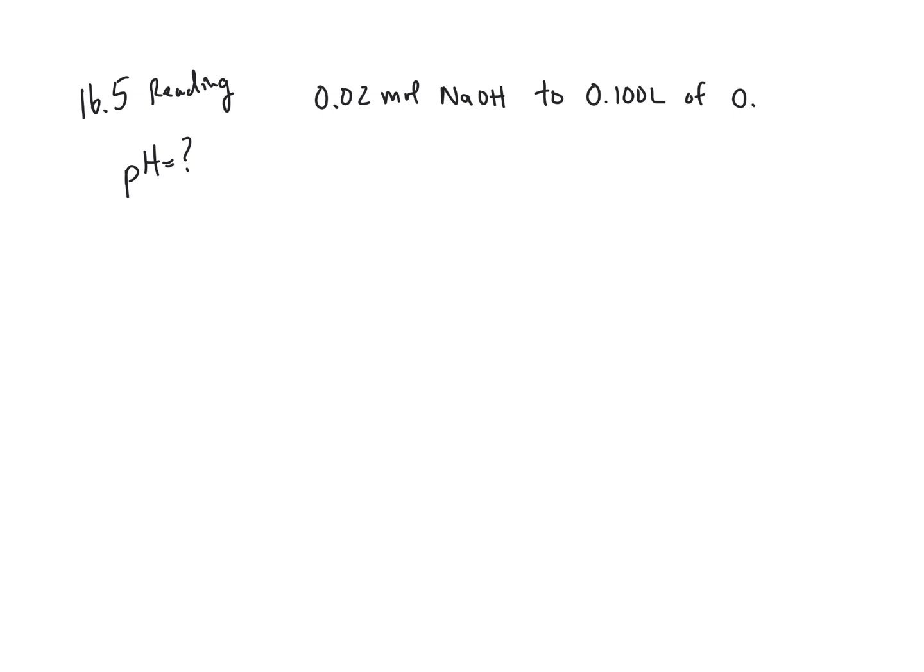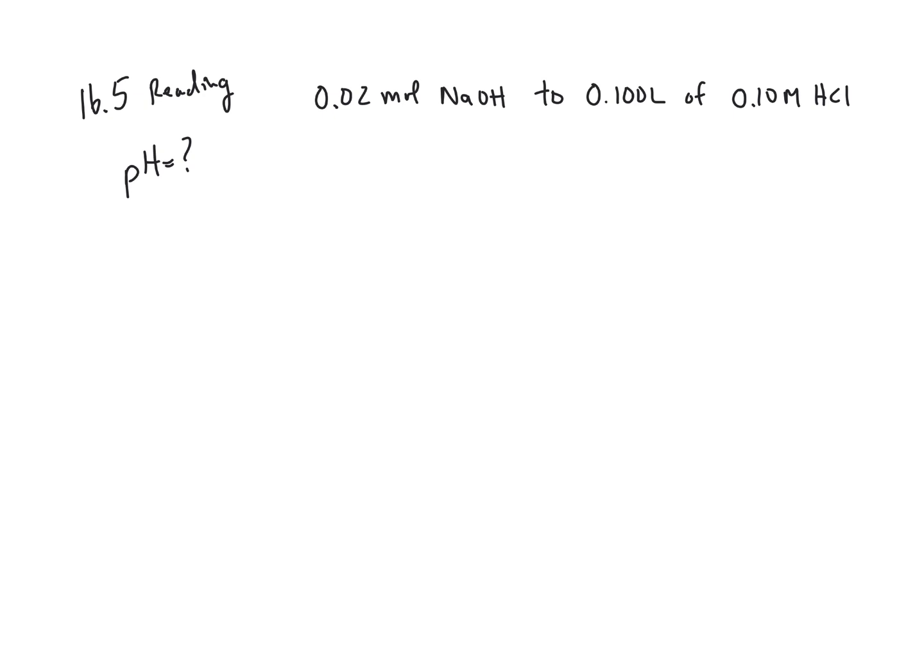Take a look at question 16.5 from the reading. It asks us for the pH of the solution when you mix and add 0.02 moles of sodium hydroxide to a 0.1 liter solution of 0.1 molar HCl, assuming that there's no change in volume of this.